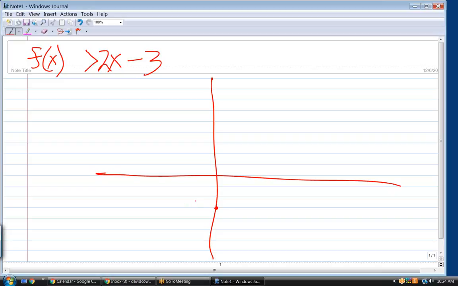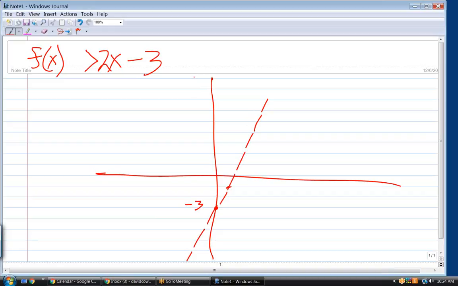Correct. And the x, we don't know the x. What's the slope? 2. Okay, so that's all we need: go up 2 and to the right 1. That's the slope of 2. I now have 2 points. 2 points define a straight line. So that's all I need. In this case, I got to use a dotted line because I made it greater than, not greater than or equal.